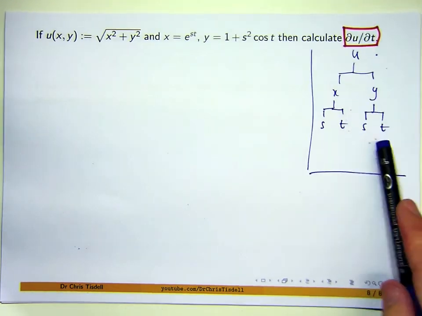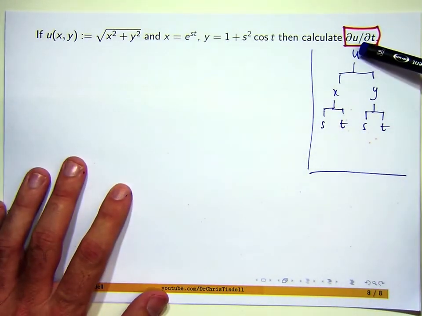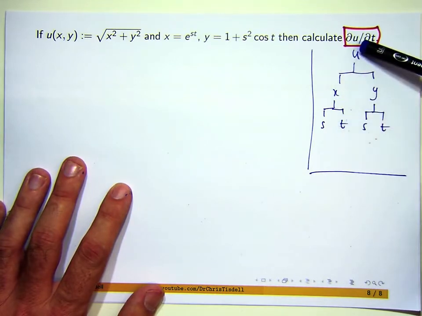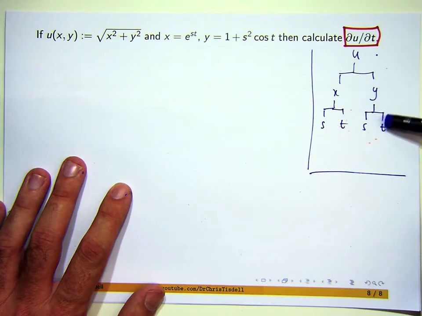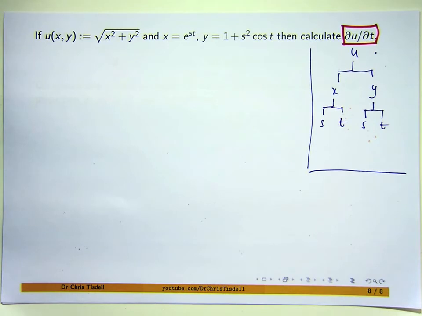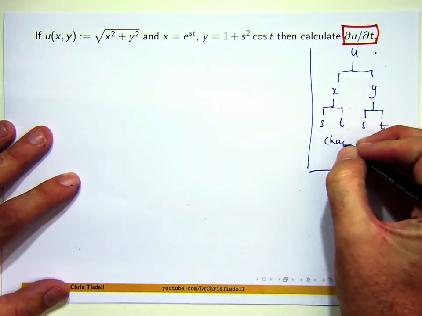There are two t's down here, so there are two paths. So I start up here: du dx times dx dt, plus the other branch, du dy times dy dt. When you go from letter to letter, you form a derivative. That's it. The good thing about this model is that it's scalable. If you had 100 variables in one function and each depending on another 100 variables, well, it's not easy, but you'd have a chance at least of drawing a diagram. So this is the chain rule diagram.